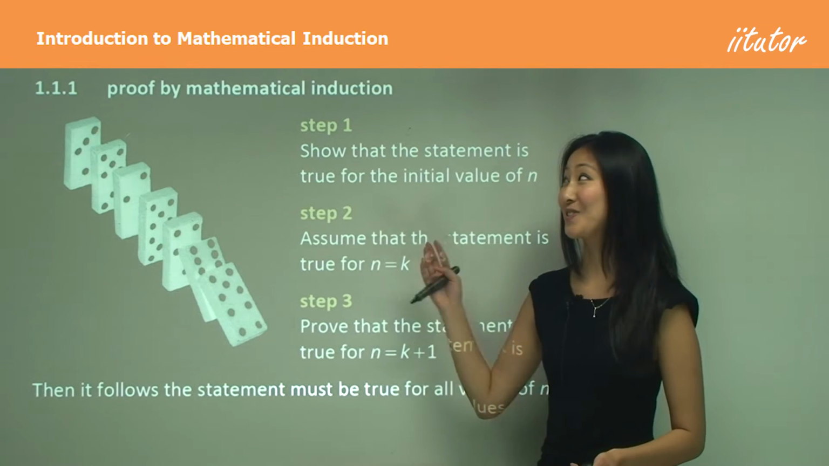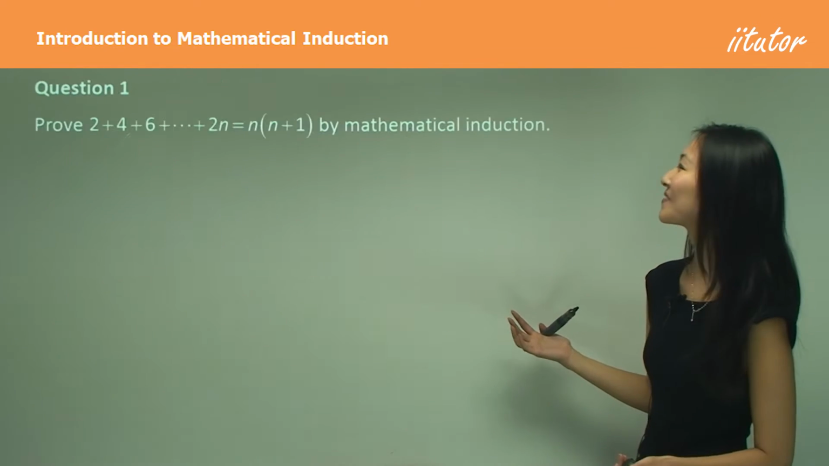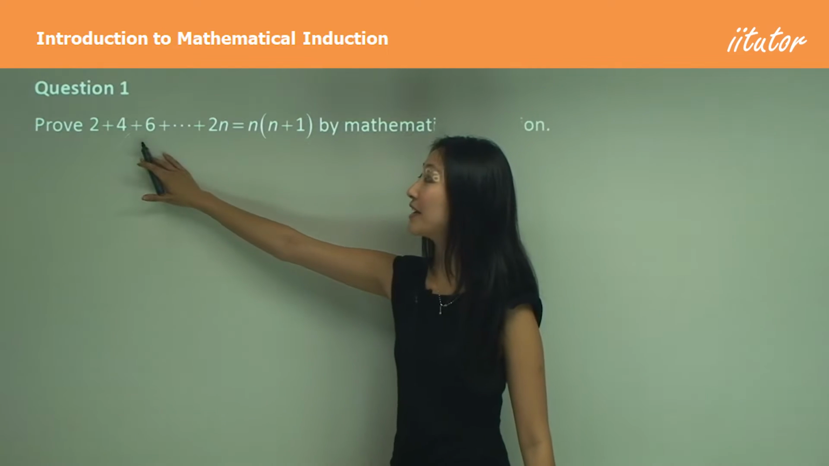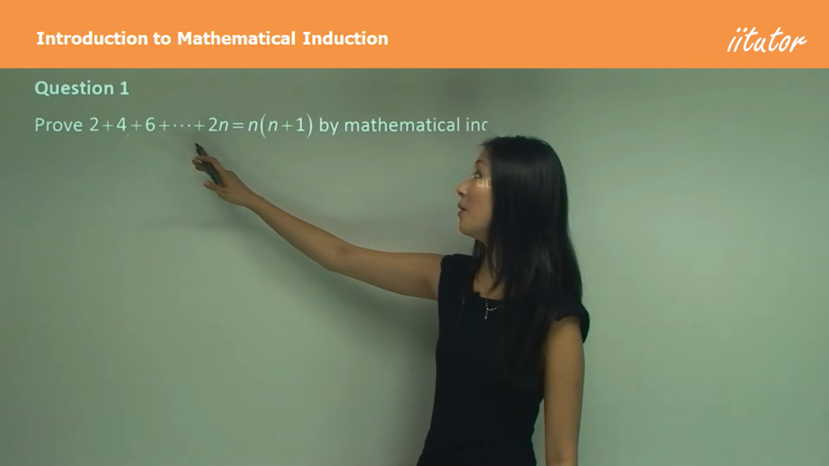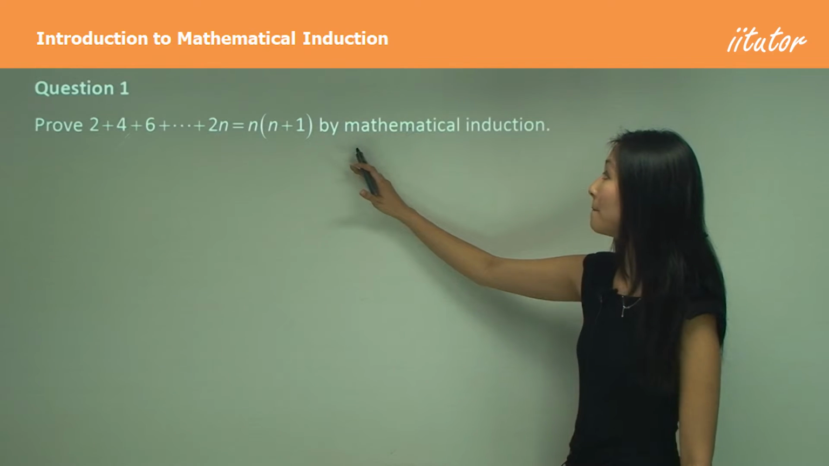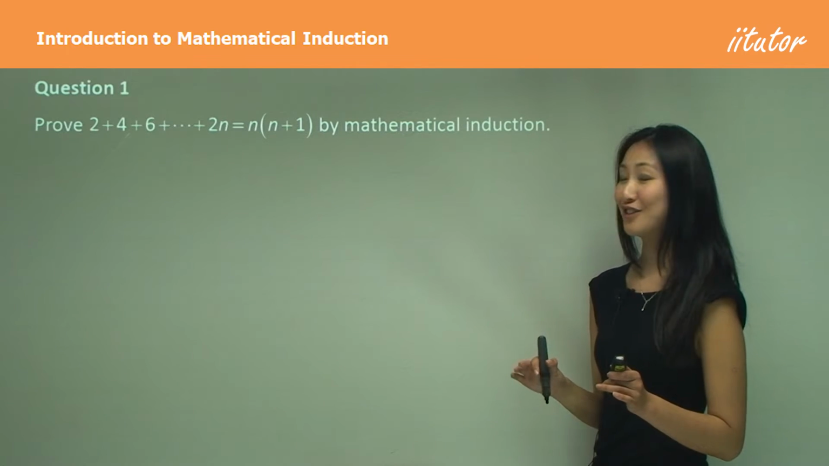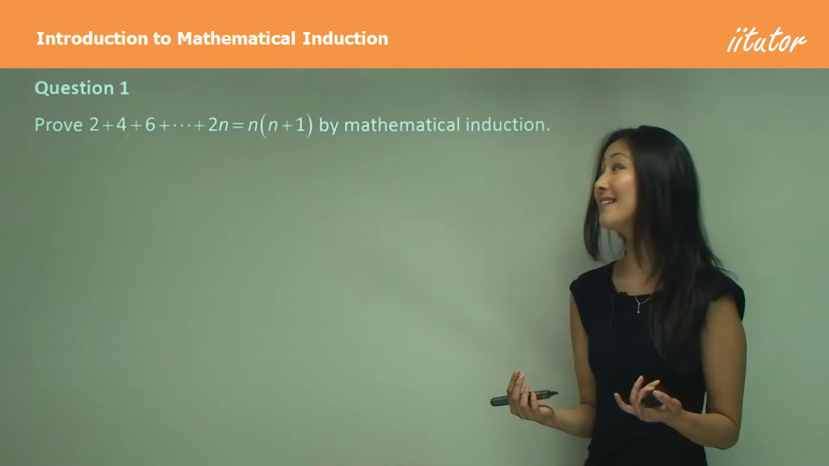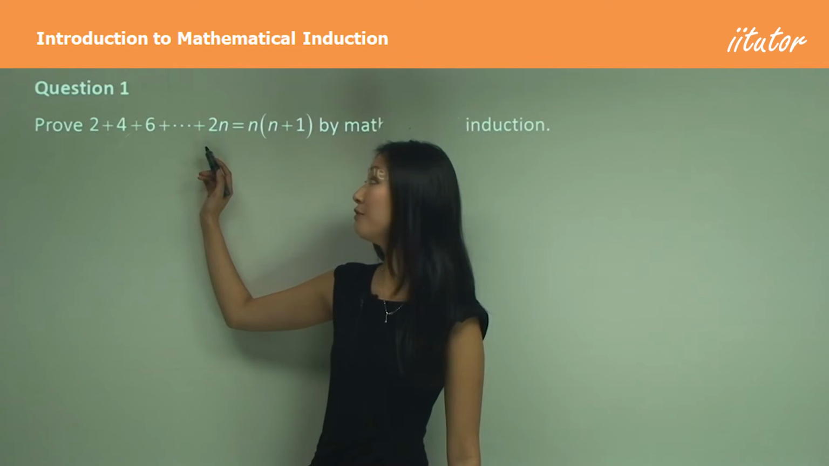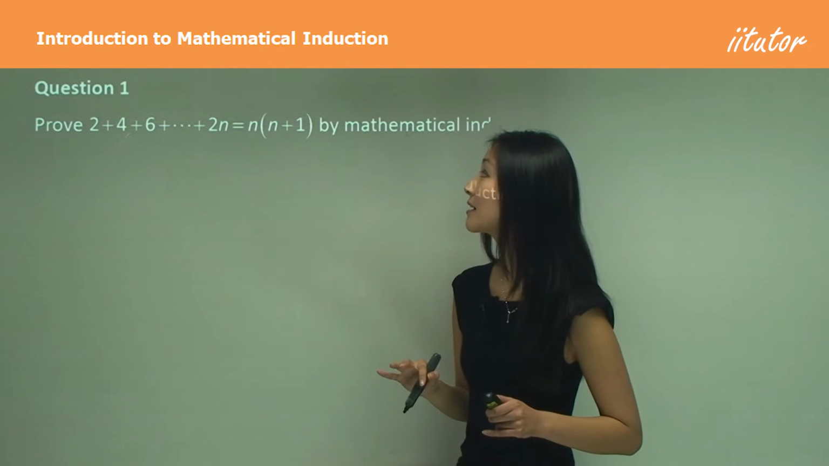So now let's look at an actual question, because I'm sure you're getting a little bit antsy about what this actually is going to look like. So in question 1, we have this: prove that 2 plus 4 plus 6 plus so on till 2n equals to n times n plus 1 by the process of mathematical induction. Now, before we start, I want to make sure that we actually understand what this question is asking. What it's asking is for us to prove that the left-hand side equals to the right-hand side. That's the basis of mathematical induction.